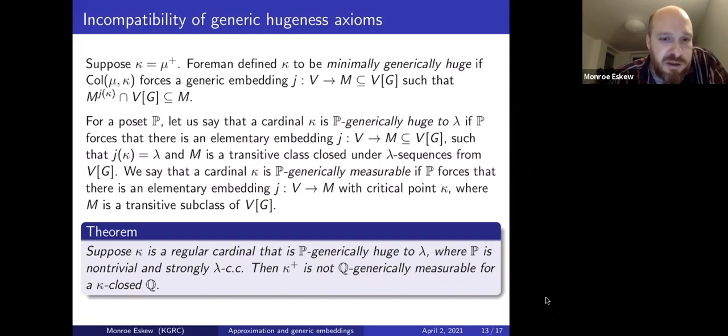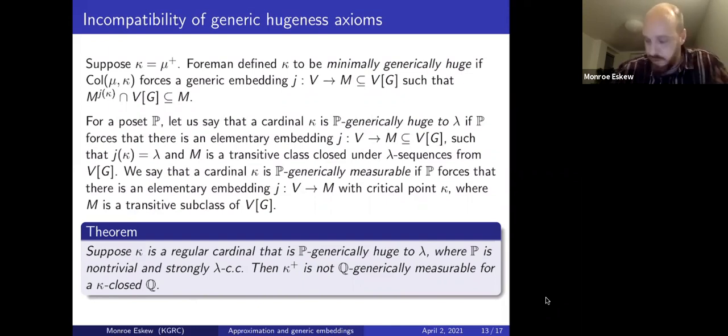Okay, and then a more prevalent situation is, we'll say kappa is P-generically measurable if P forces that there is some elementary embedding, after forcing with P, with domain V, and the critical point is kappa. Okay, so the theorem is that these generic large cardinal properties contradict each other in specific instances, and in particular, a cardinal and a successor both being minimally generically huge.